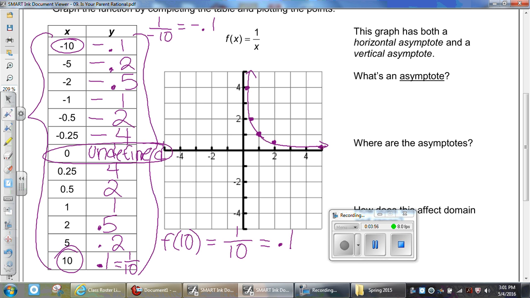We'll see why. Now I'm going to graph what goes in quadrant 3. So at x equals -2, the y value is -0.5. At x equals -5, the value is -0.2. And so we connect them. And so that is the graph of a rational function.